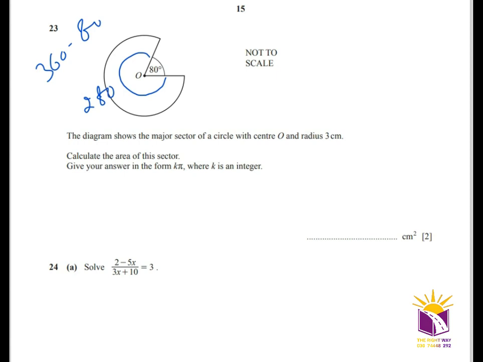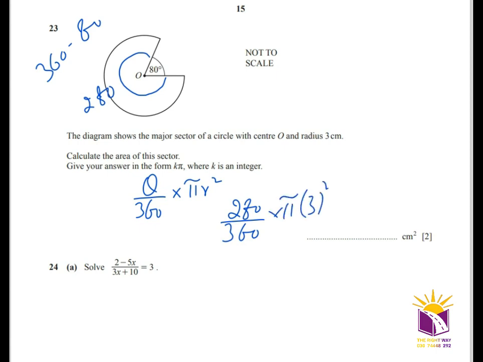Now I am going to find the area of the major sector, which will be equal to theta divided by 360 multiplied by pi r squared. The formula for the area of the sector: theta will be equal to 280 divided by 360 multiplied by pi, and r is 3, so it will be 3 squared, and the zero cancels out with the zero, and it will be 14.